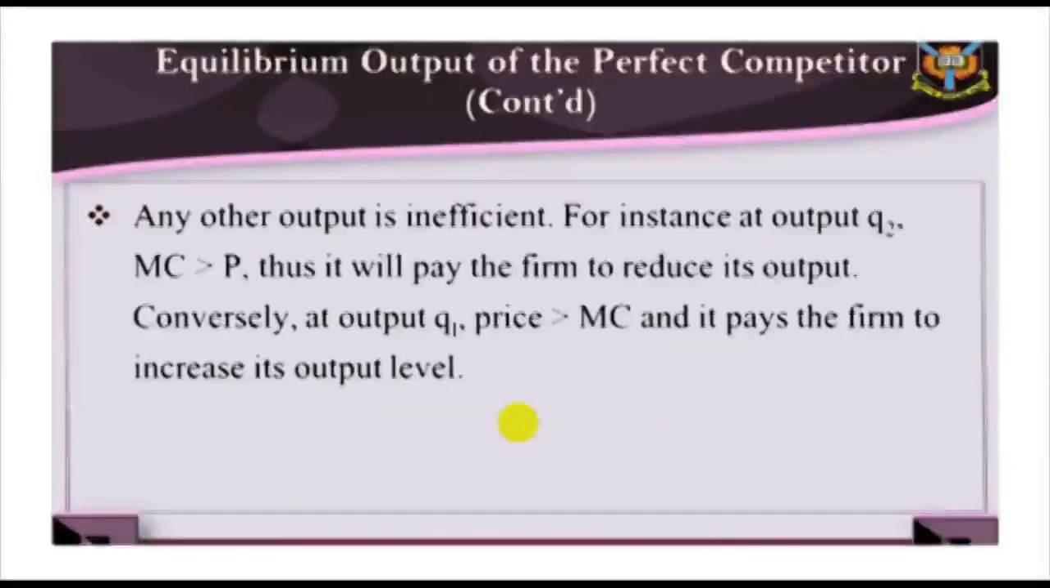Any other output is inefficient. For instance, at output Q2, MC is greater than P. Thus, it will pay the firm to reduce its output. Conversely, at output Q1, price is greater than MC. It pays the firm to increase its output level.